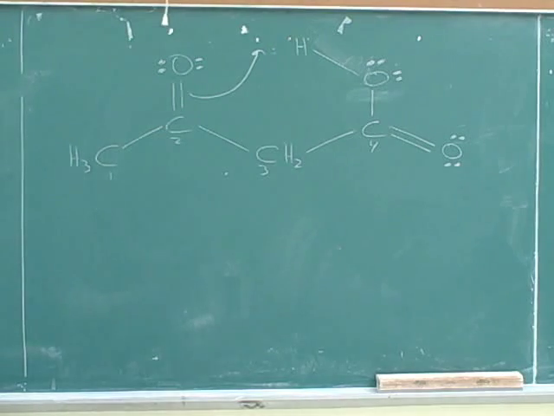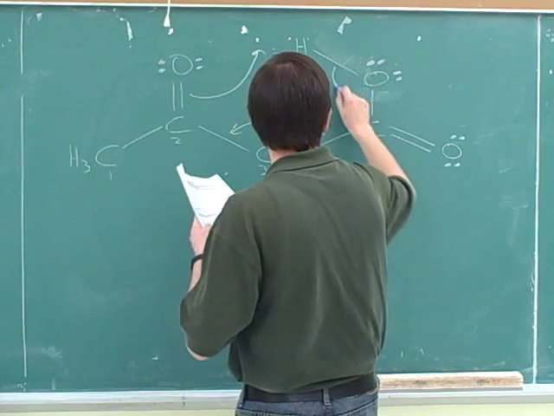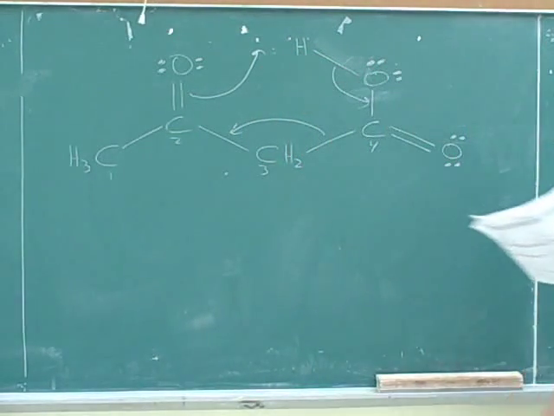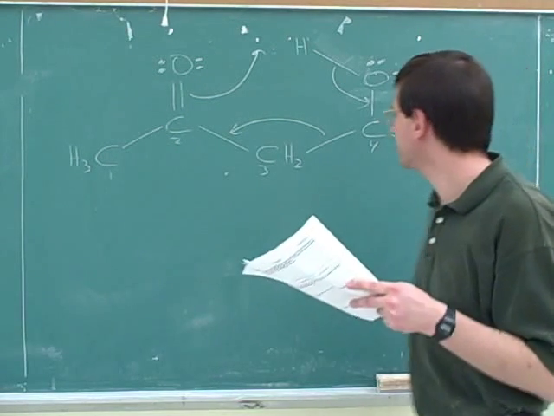Oh, well, I left out some arrows. That didn't make much sense. Here we go. Here's some more arrows. So now we're supposed to draw the product, including the lone pairs.